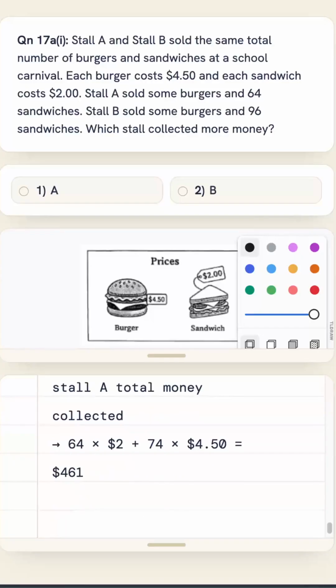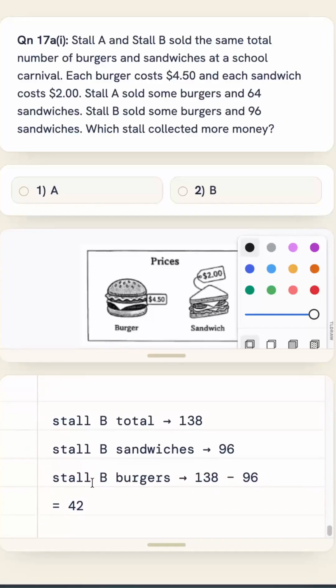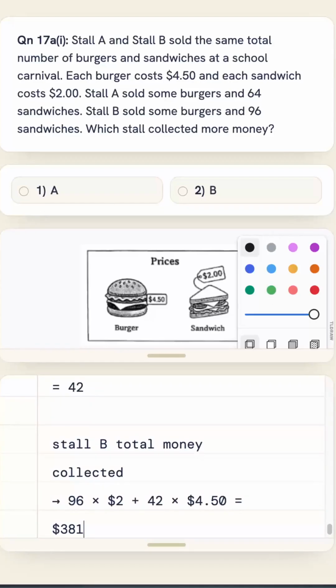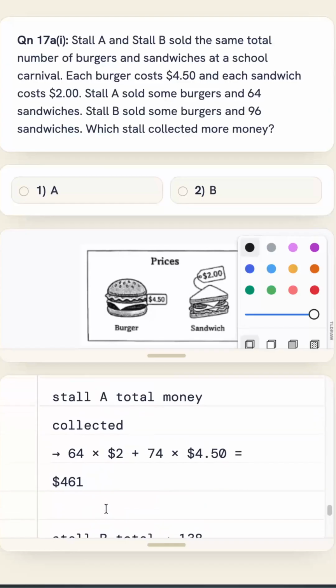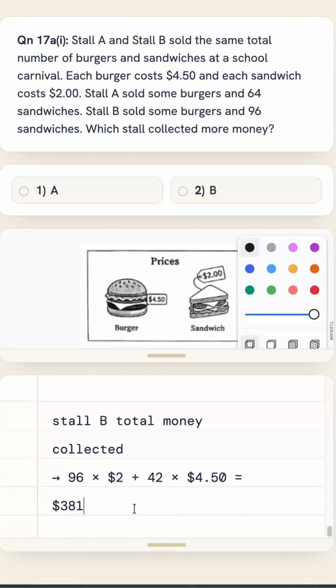Then for stall B total, it's the same, right? Stall B is always 96 for sandwiches. Total is 138. That means the burgers will be 42. So the total money collected will be $381. So stall B collected 381 and stall A collected 461. Can you guess what's the difference?